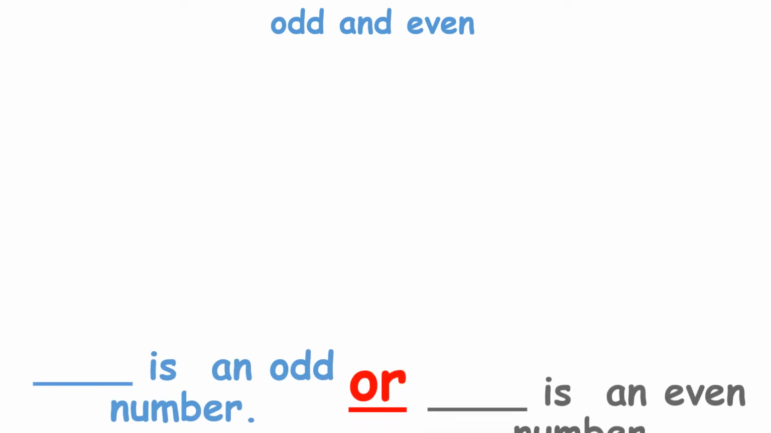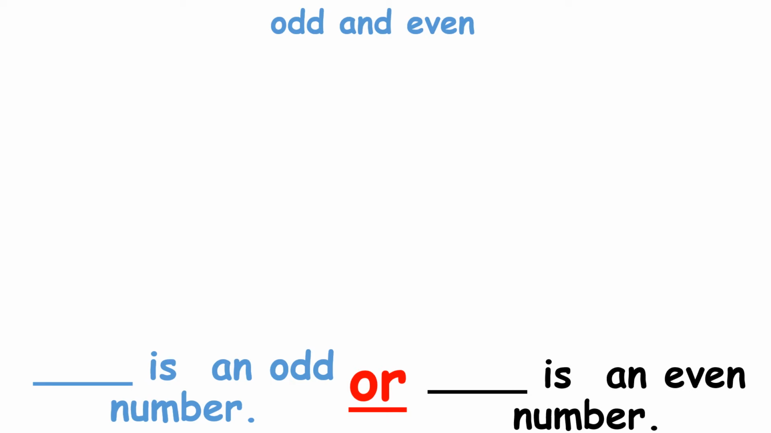Is it an odd number or an even number? So three. What about three? Three is an odd number or three is an even number? That's right. Three is an odd number.